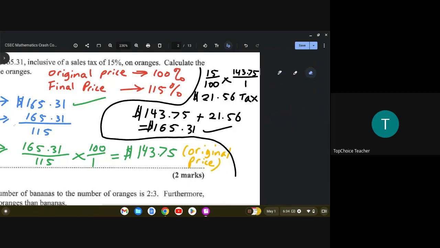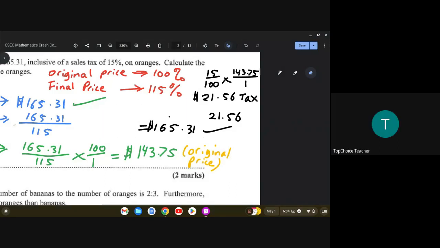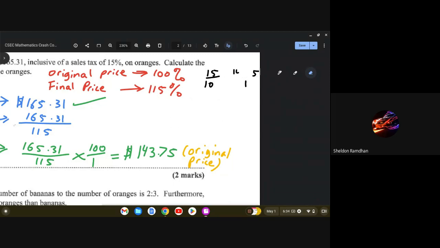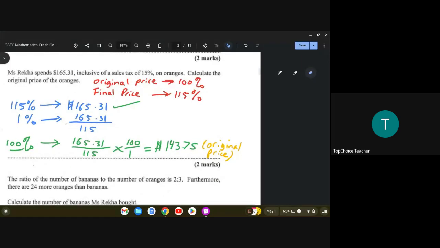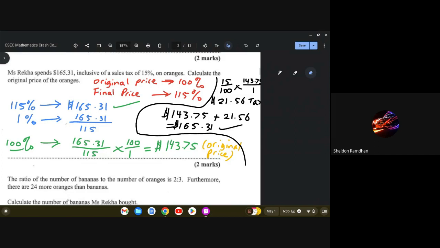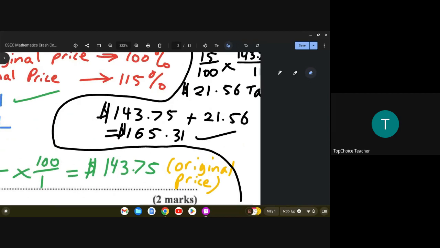Okay, so these types of, now guys, you can just take away the 165 and 143 and get the 21.56. Can you repeat that, please? So when you minus the 165 and the 143, you get the 21.56. Yeah, right. You could have done that, but when you minus the 143 from the 165, you got the $21.56.